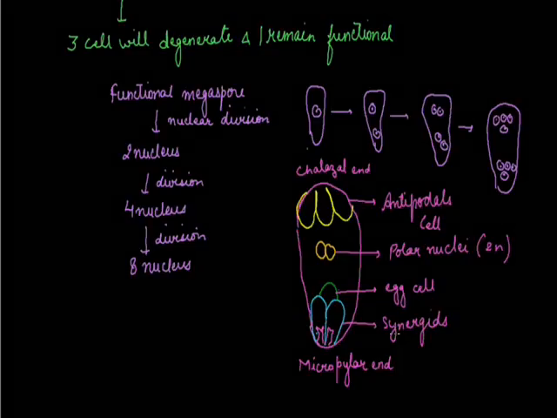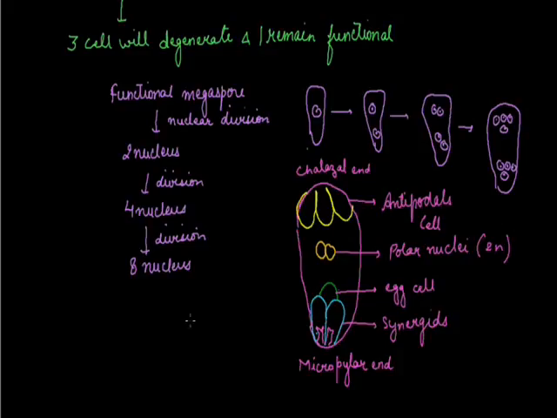This is the complete female gametophyte, known as the 8 nucleated stage or 7 cell stage. Why do we use the word 7? Because two nuclei are fused together and form a polar nuclei or a polar cell. Next, we are dealing with the topic pollination.